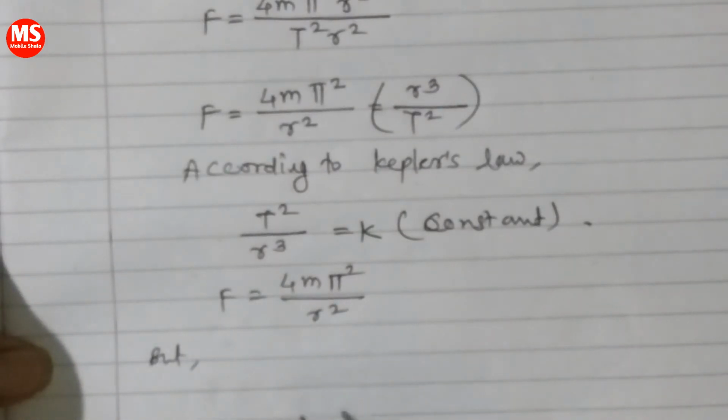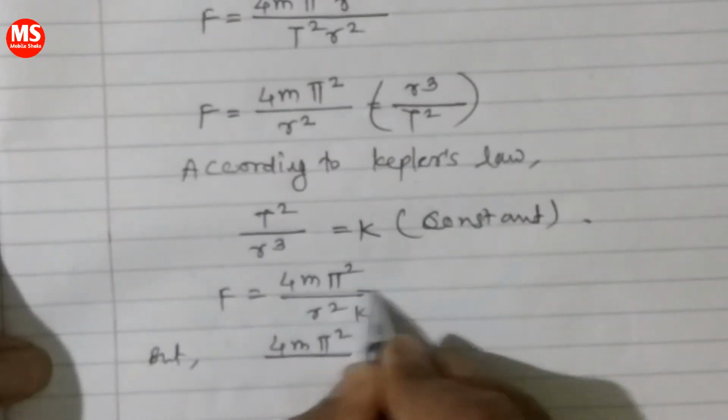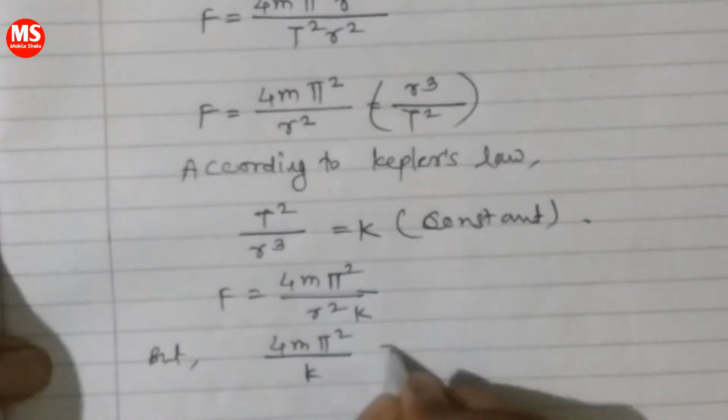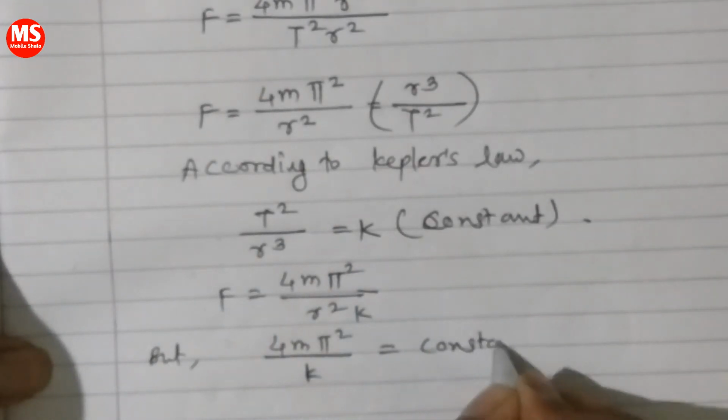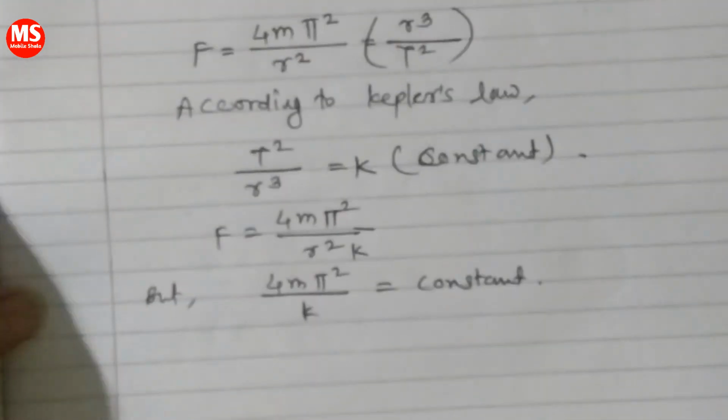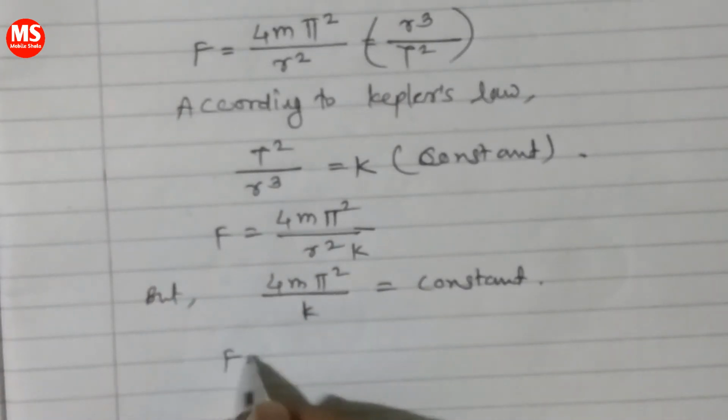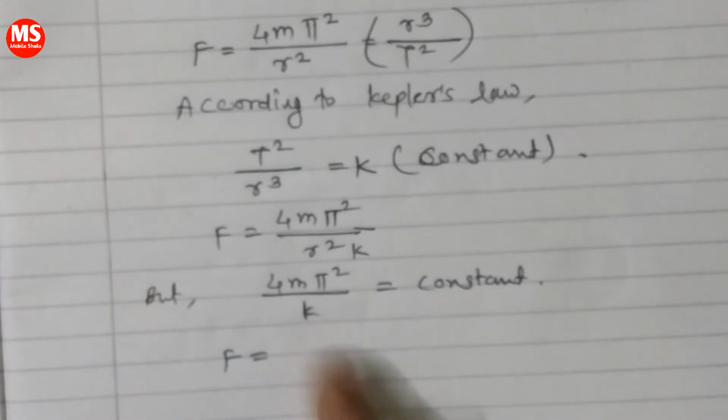But 4m pi square, this k is here. K is also a constant, so only remains F is proportional to 1 upon r square.